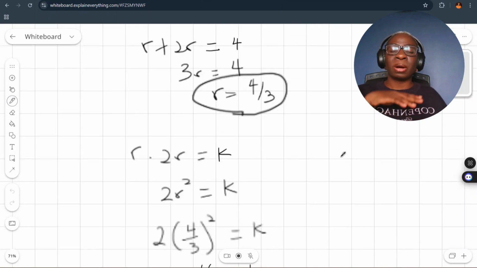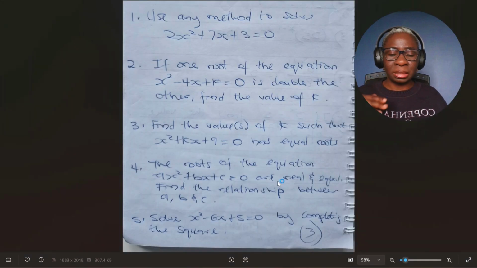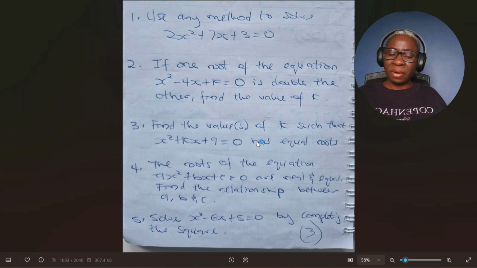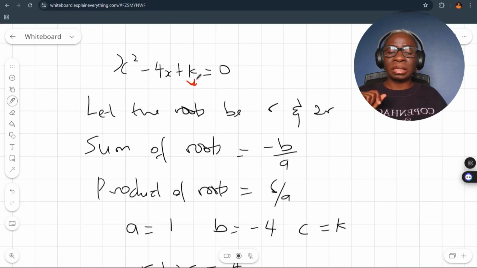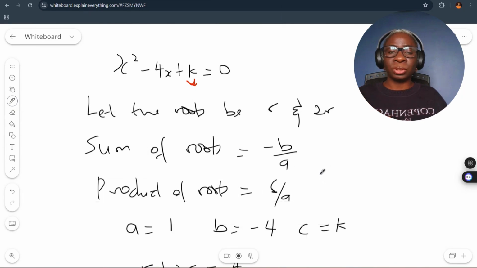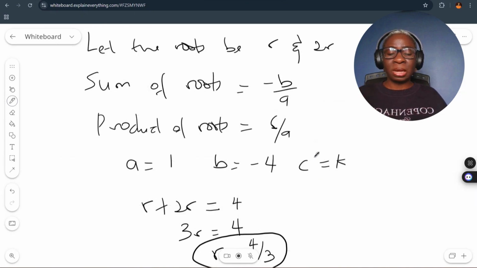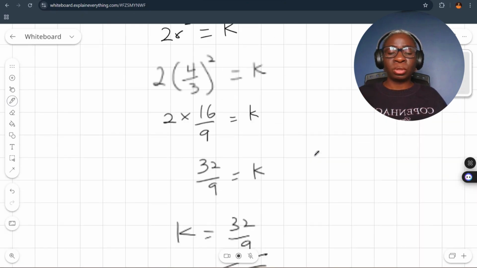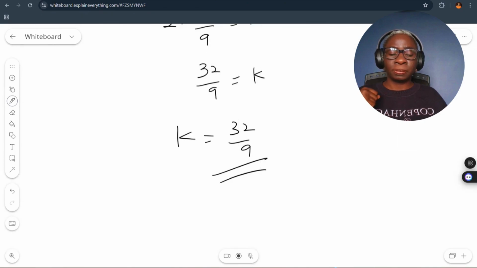So whenever you come across a question like this, all you have to do is find the sum of the roots, then find the product of the roots, then you will be able to find k. And don't forget that the sum of the roots of a quadratic equation is minus b over a, and the product of the roots is c over a. Then you can equate both to get the value of k.